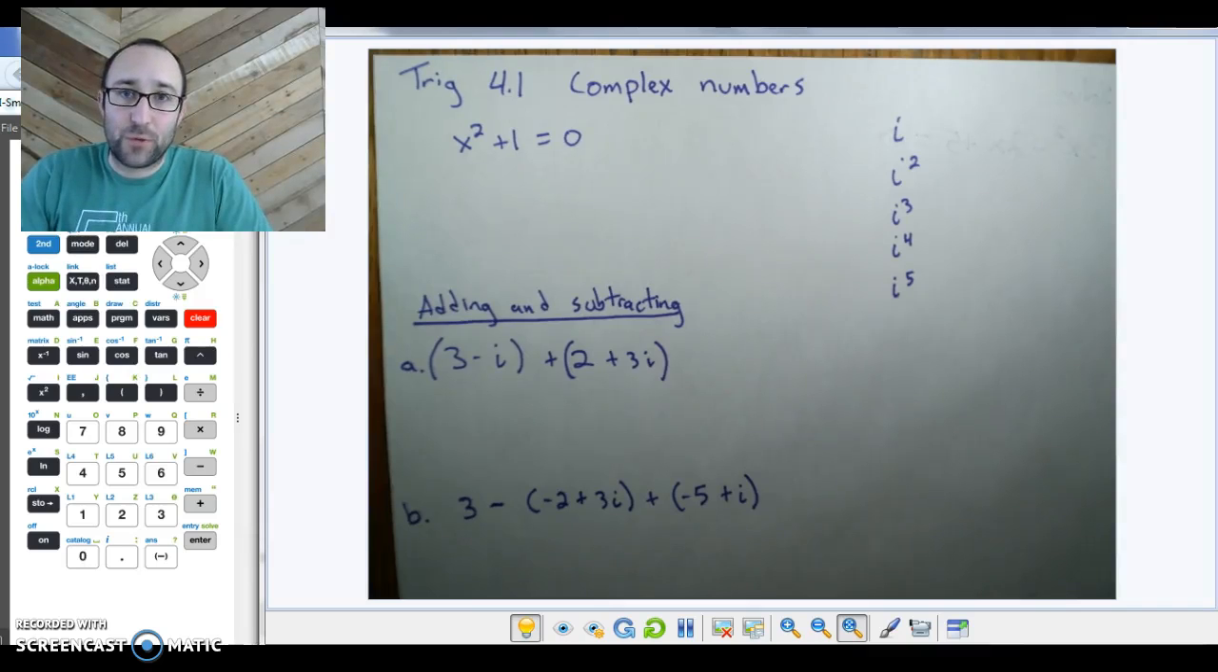Hello, welcome everyone to Trig 4.1, which is complex numbers. Now these are numbers, let's say you have never seen them before, you don't know what i is. Let's find out what complex numbers are.